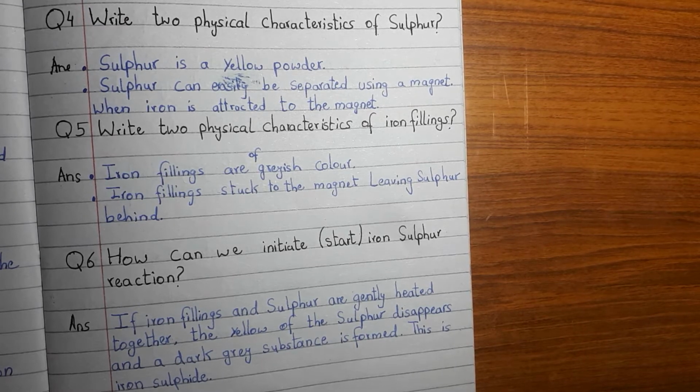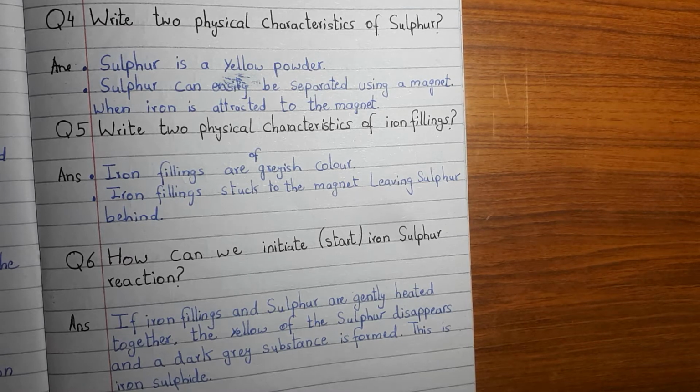Question number 5, write two physical characteristics of iron filings. Number 1, iron filings are of grayish color. Number 2, iron filings stick to the magnet, leaving sulfur behind.